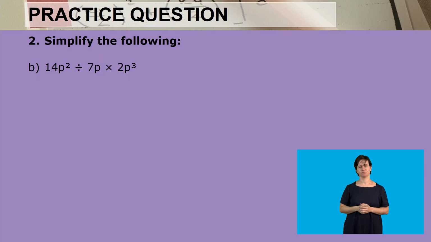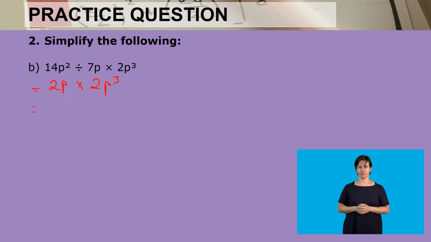Let's look at a similar question. Let's read the next question. Simplify the following: 14p squared divided by 7p multiplied by 2p cubed. The order of operations is such that we divide before we multiply. So 14p squared divided by 7p would give us 2p, multiplied by 2p cubed.